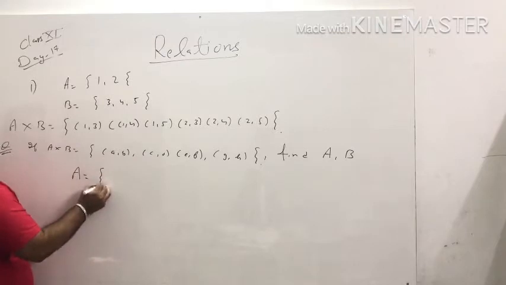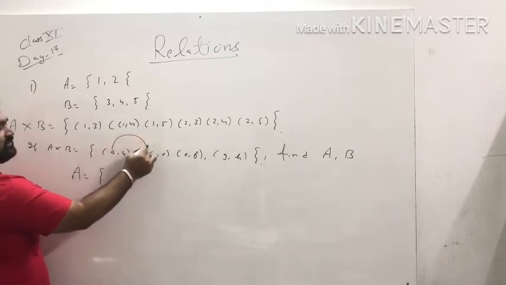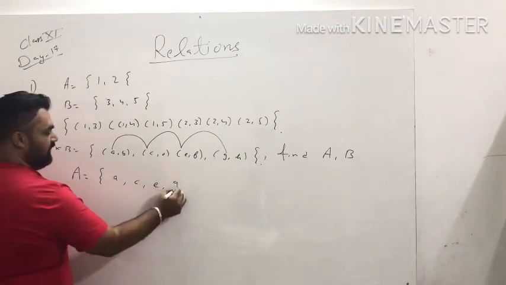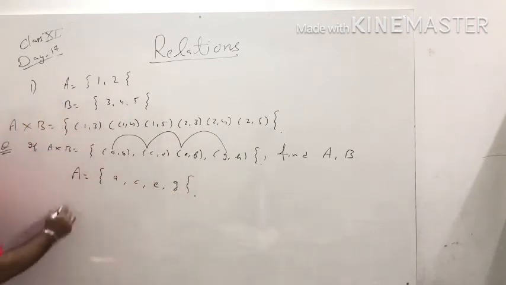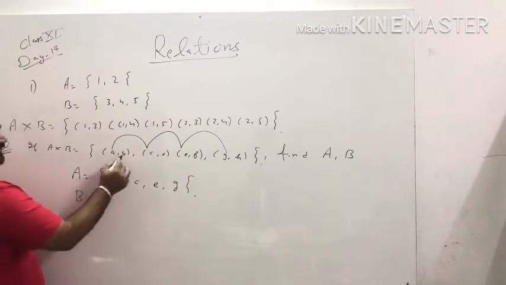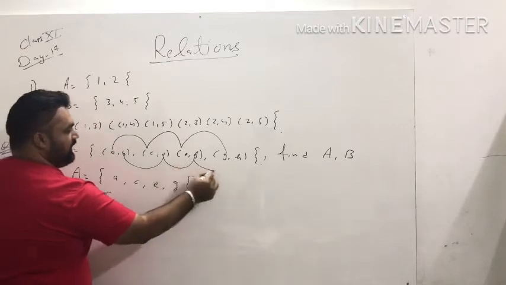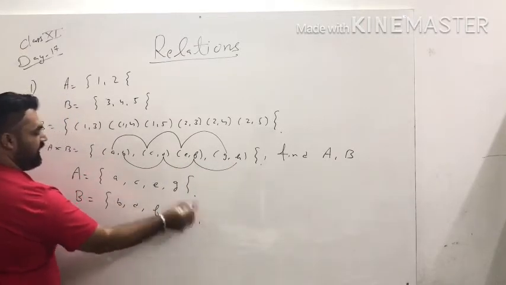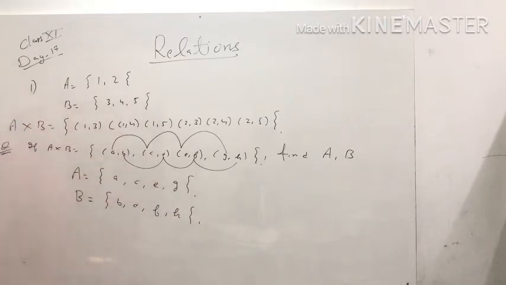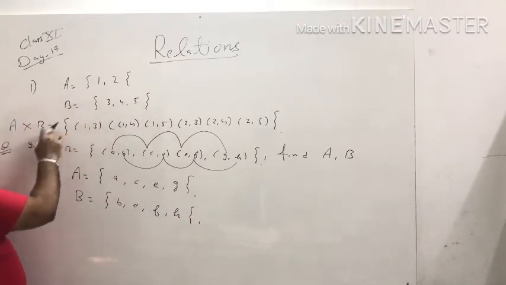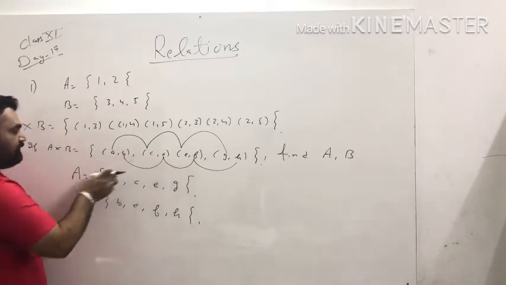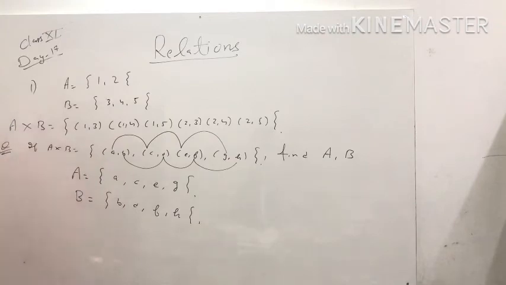A is the set of first elements: a, c, e, g. Now B. The elements of B are b, d, f, h. So in this way, from the elements we can find the Cartesian product of two sets, and from the Cartesian product of two sets we can find the values of A and B.